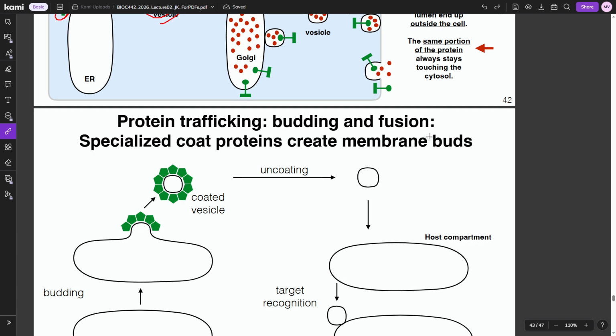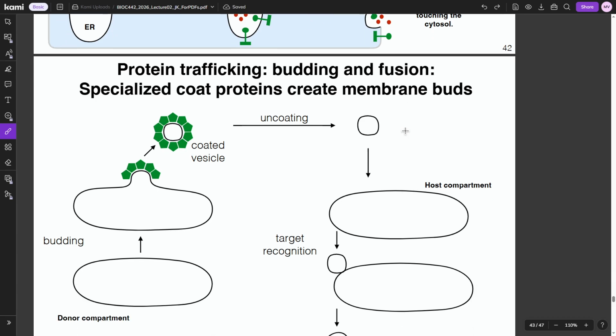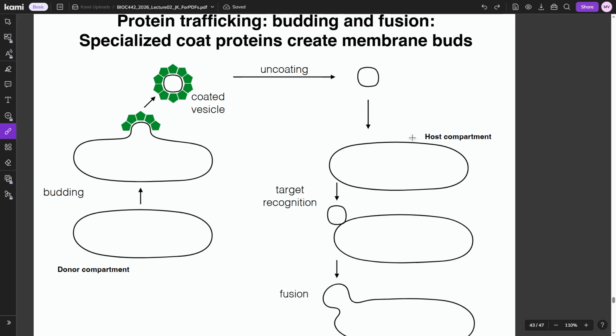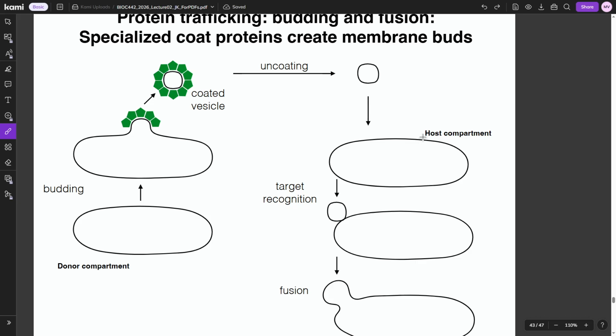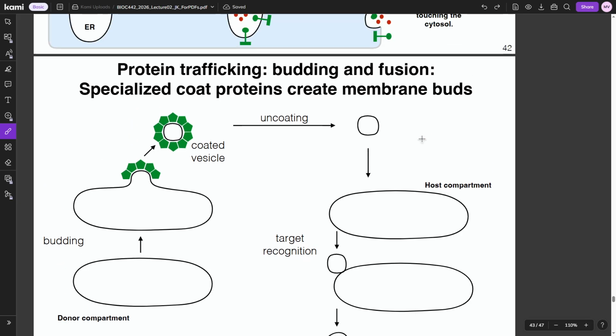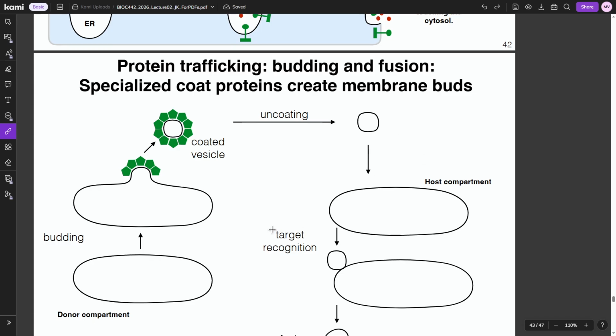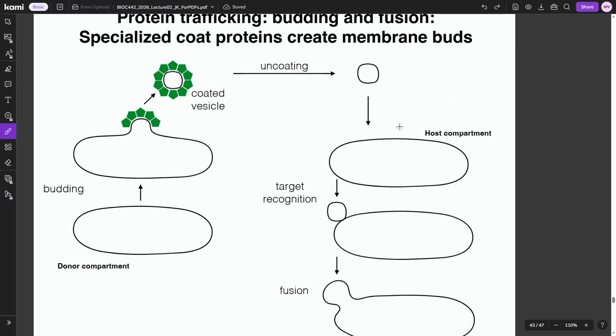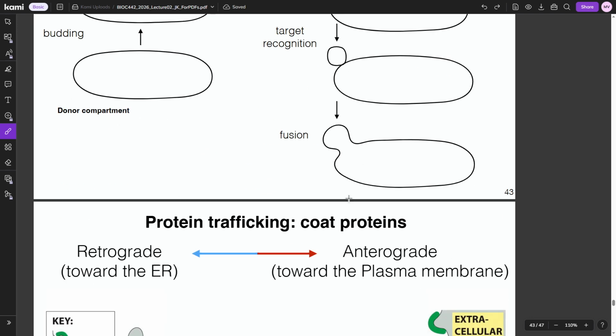For protein trafficking, budding, and fusion, specialized coat proteins create membrane buds. There are certain proteins that cause the membrane to bud. You can see here budding starts because of these green proteins. And so then you have this coated vesicle. This vesicle is then uncoated, and then this thing can fuse normally. It fuses because of target recognition first, and then it fuses properly.